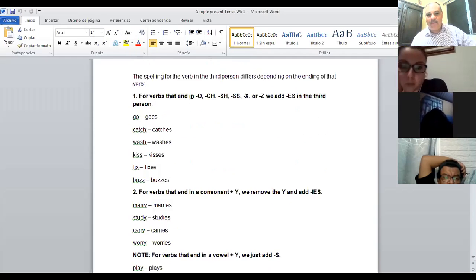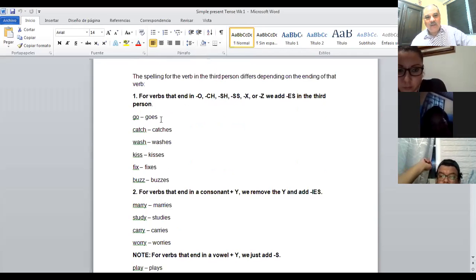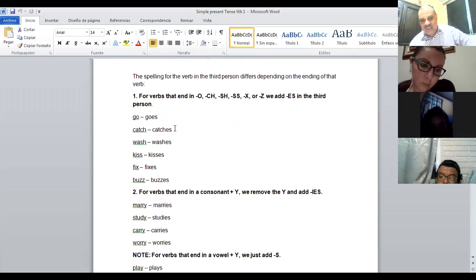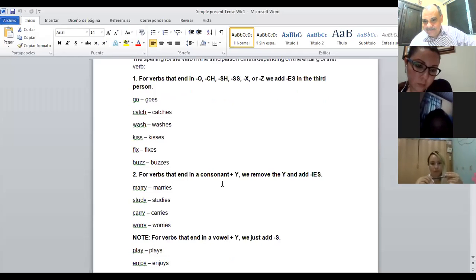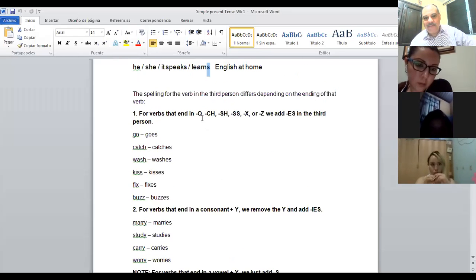Now, the spelling for the verb in the third person differs depending on the ending of that verb. For verbs ending in O, CH, SH, SS, X, or Z, we add ES in the third person. Go, goes. Catch, catches. Watch, watches. Kiss, kisses. Fix, fixes. Buzz, buzzes. Is that clear? Okay. For verbs ending in O, CH, SH, S, X, or Z, okay?